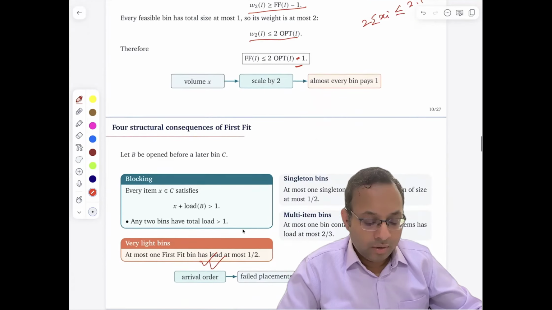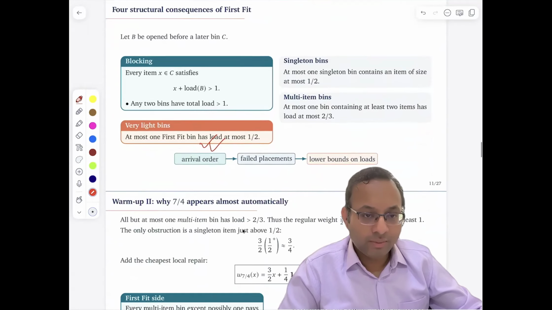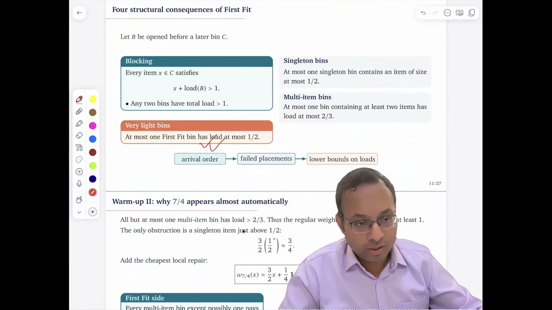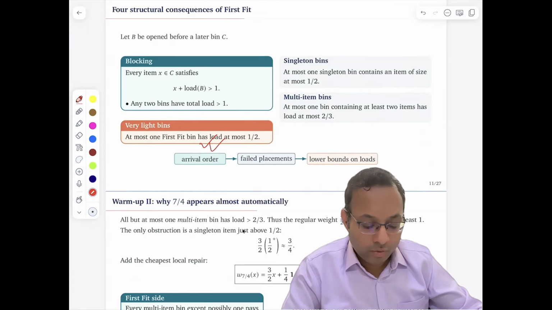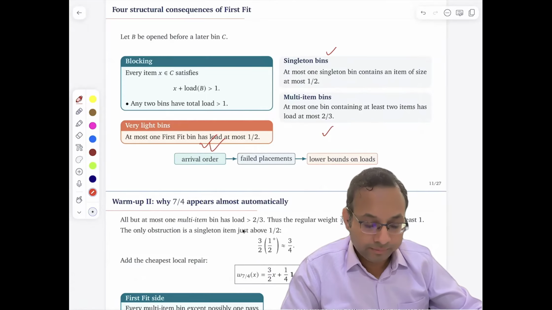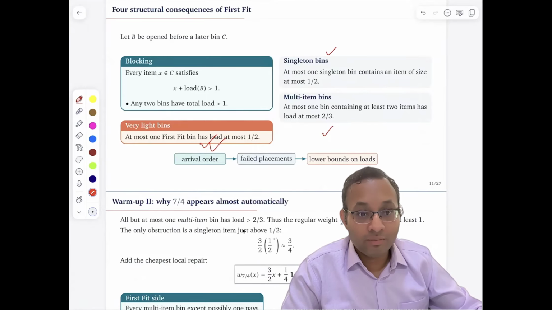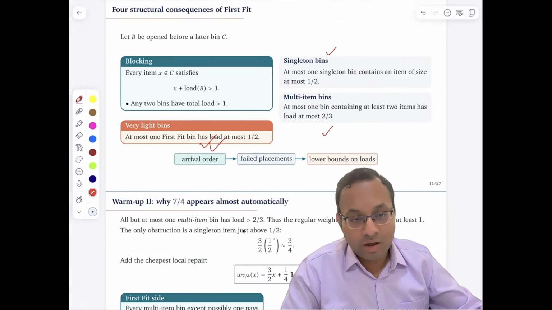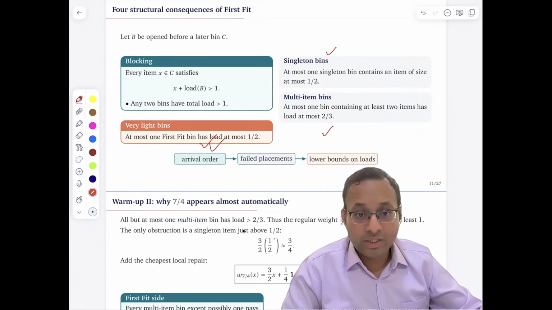Now, we'll improve it further. So just remember the 4 properties that we showed earlier. One property we already used: at most one first fit bin has load less than or equal to half. Then these 2 properties are also interesting, and will be crucial in the next proof: there is at most one singleton bin that contains an item of size less than half. All other singleton bins will have items which are strictly more than half. And for multi-item bins which contain at least 2 items, all the bins except probably one have load more than 2/3.